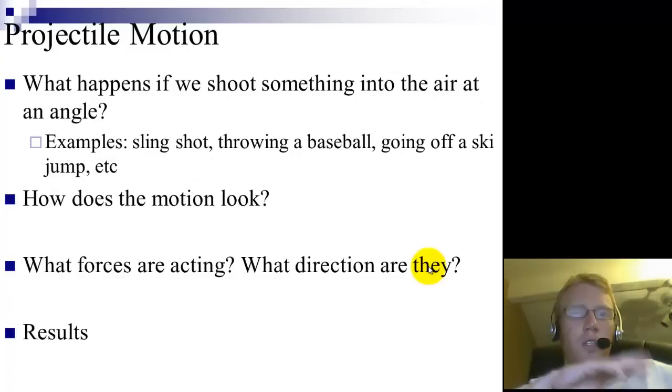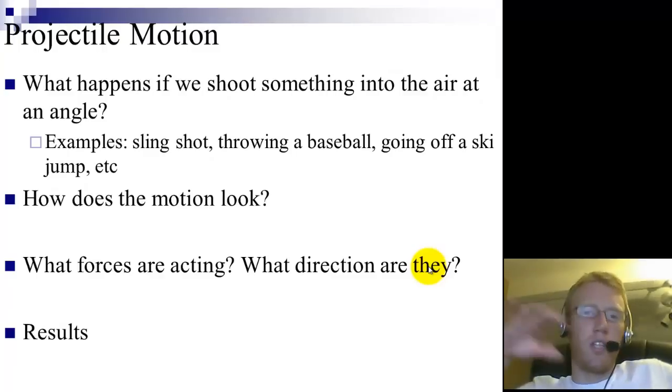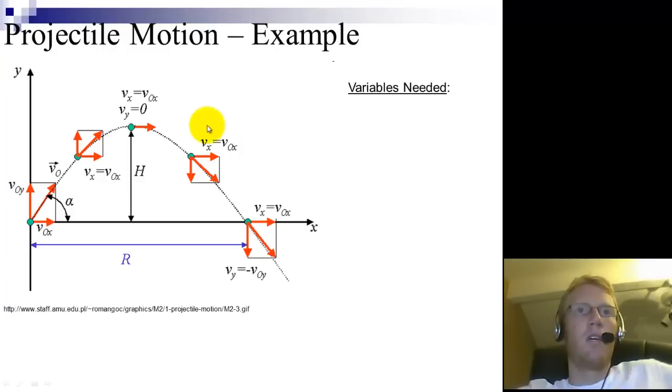So when the object is flying through the air, it's not touching anything. So there's only one force on it, and that's going to be gravity. So the force diagram is very simple, just the object with the force of gravity pointing downward, which tells you that the acceleration is straight downward. So that means in the horizontal direction, side to side, there are no accelerations, but in the vertical direction, there's an acceleration straight downward. So here's a picture of what projectile motion might look like with the velocities labeled.